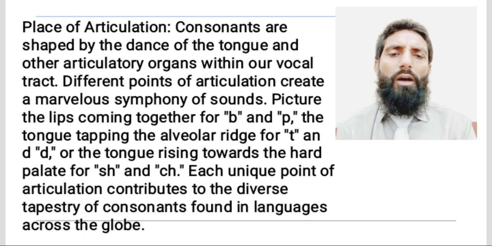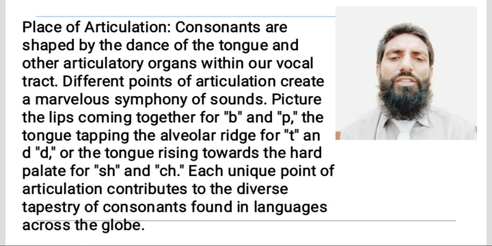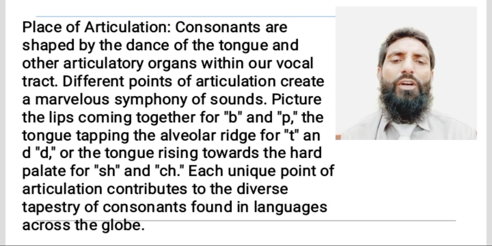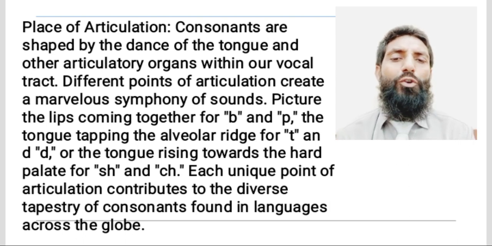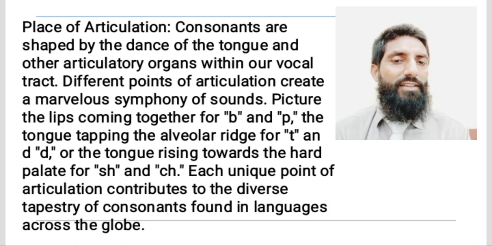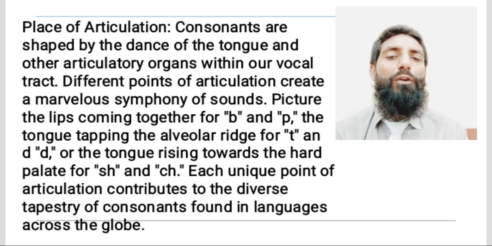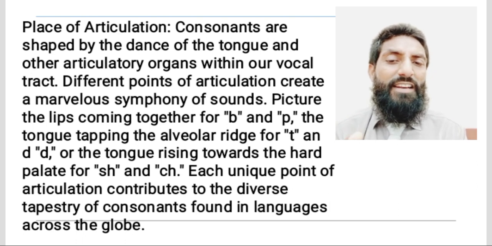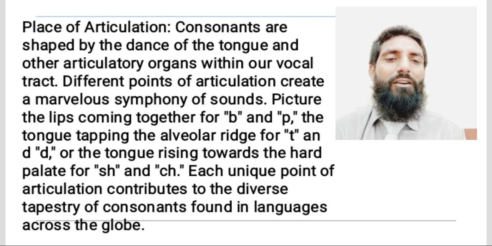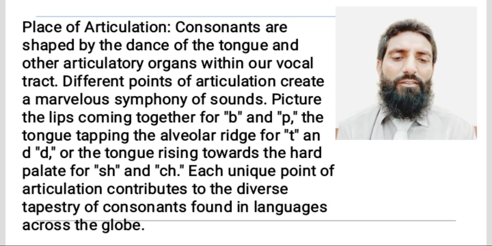So each unique point of articulation contributes to the diverse tapestry of the consonants found in languages across the globe. Tapestry of the consonants is basically the way we knit the words through our tongue. So this is known as the tapestry of the consonants. Yes, this is a very beautiful word used in this slide, which will enable you to understand that if you are going to pronounce consonants, you are creating the diverse tapestry of the consonants. This is quite impressive and a very beautiful word in the lecture on consonants. Okay, let's move towards the next slide.